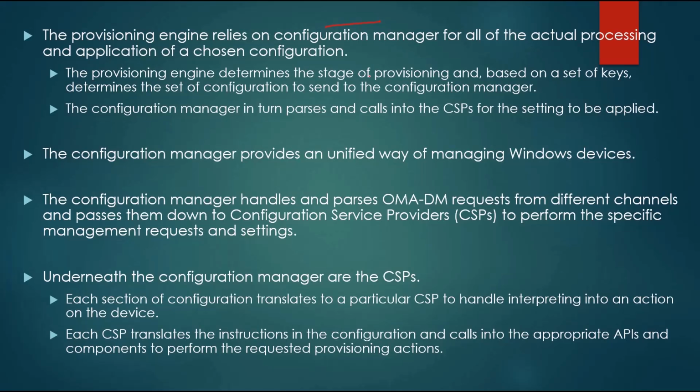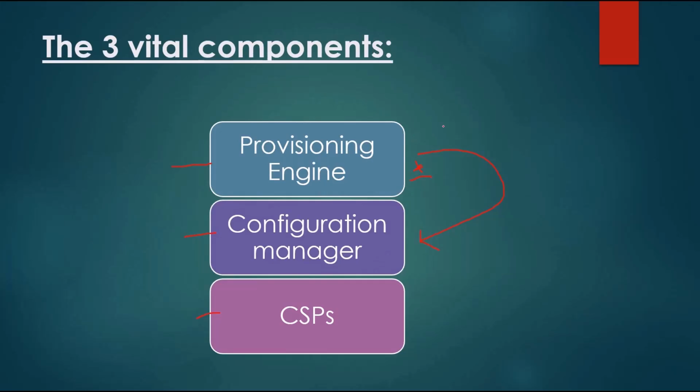The provisioning engine determines the stage of a provisioning, and based on a set of keys determines the set of configurations that are to be applied, and then it sends it to the configuration manager. The analogy here is our brain is deciding when we have to walk, when we have to sit. When we have to walk, our brain has made that decision. Now our brain is telling the leg, which is the configuration manager, that now you're supposed to walk. If we have to sit, then our brain is telling our leg that now you have to stop, and now you have to bend down, and now you have to sit, right?